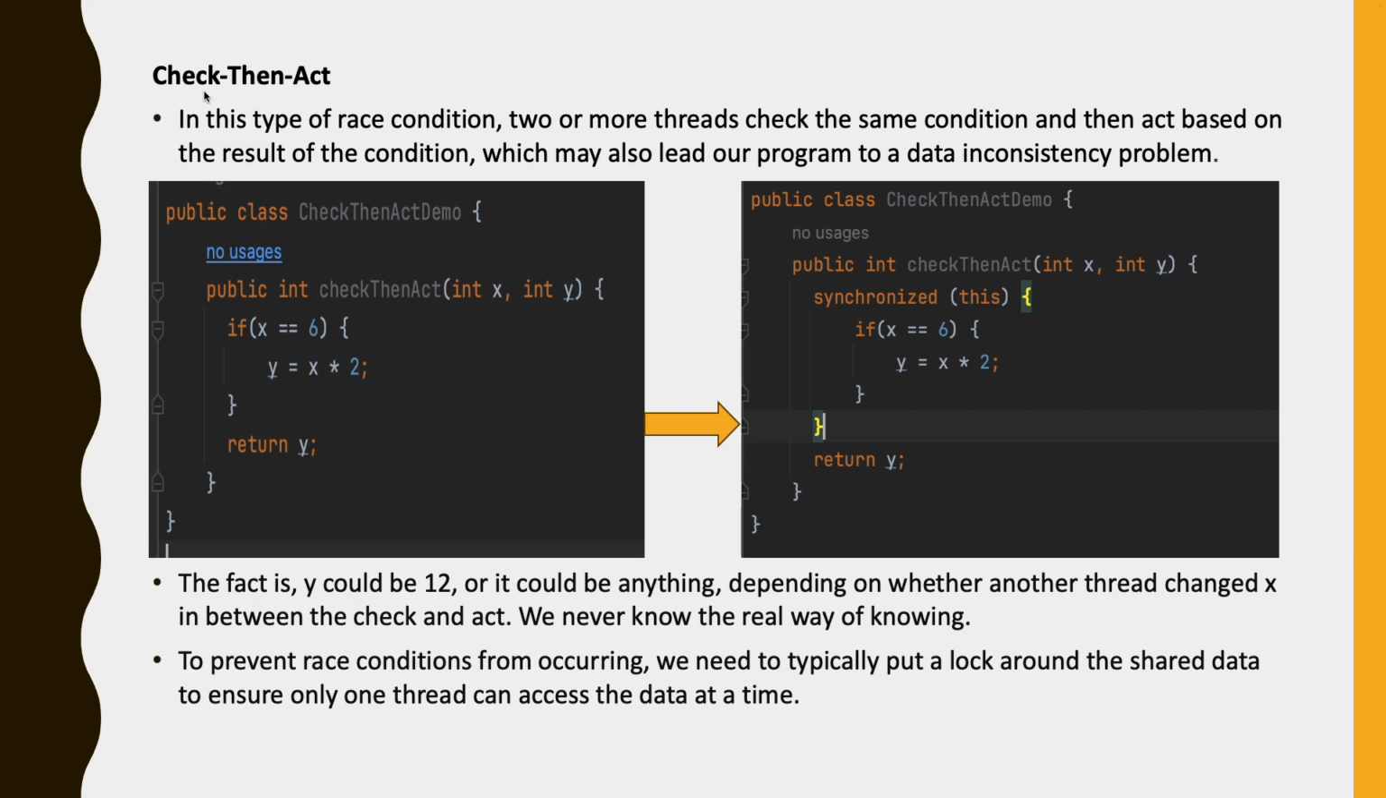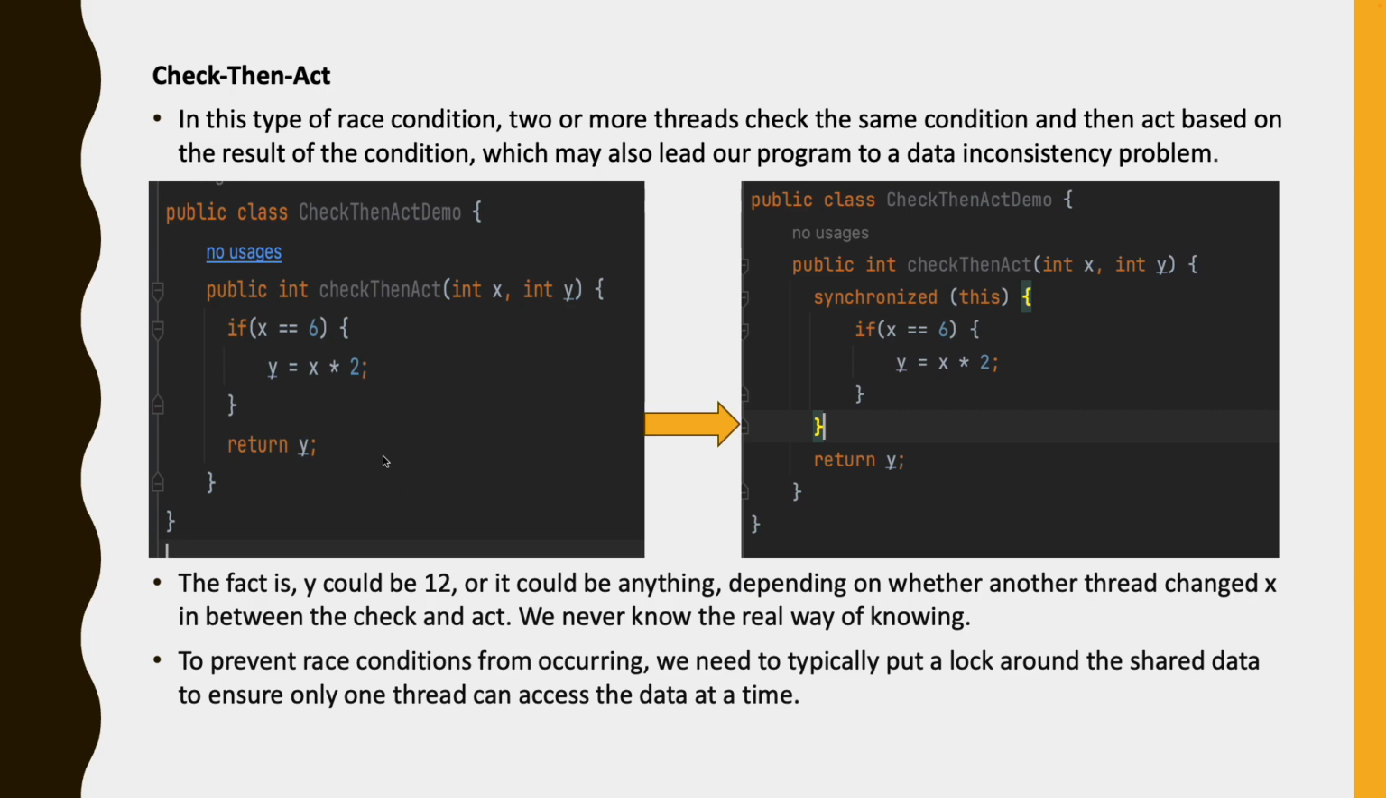Let's now understand what is check-then-act race condition. In this type of race condition, two or more threads check the same condition and then act based on the result of the condition, which may lead a program to a data inconsistency problem. Let's understand this through an example. We have a method wherein we are accepting x and y as the input parameters, and if the value of x is 6, we are multiplying the value of x by 2 and assigning it back to y.